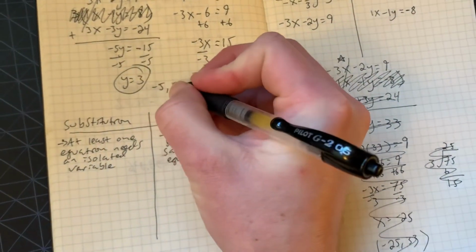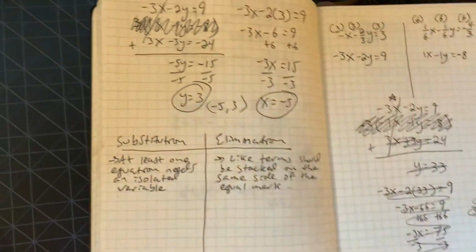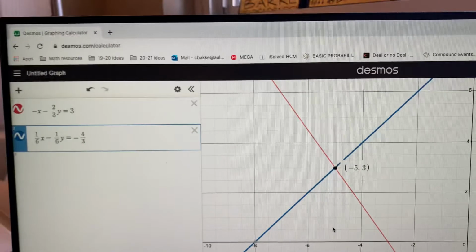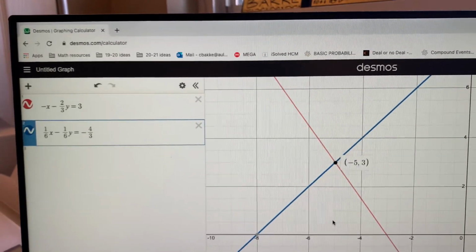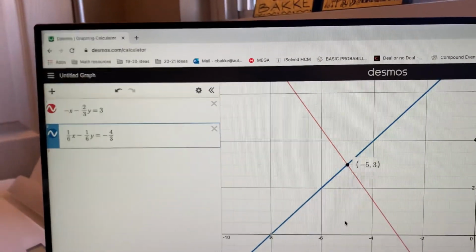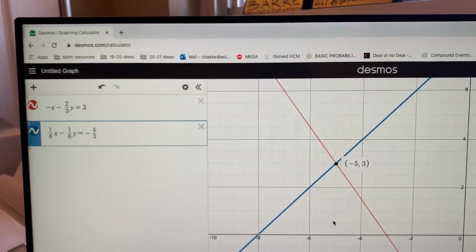Then your answer, guys, is always your x, comma, your y, which should completely agree with your Desmos, which, like I said, you needed to have graphed before or after for your workbooks so you have a nice answer key.